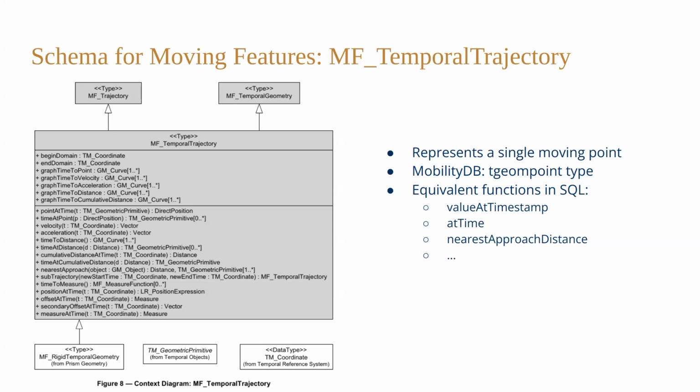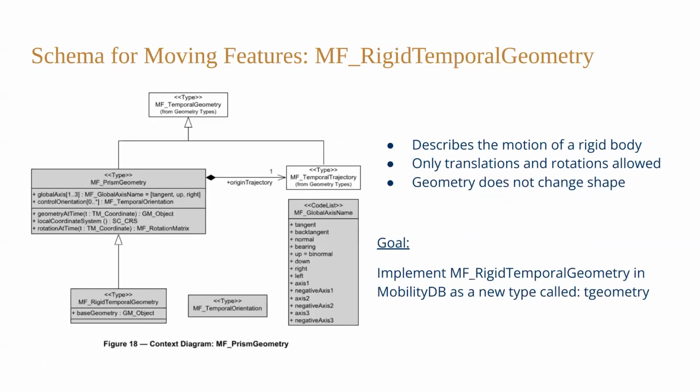In the standard, as you see, there is also a set of functions that the class has to be able to answer. All of these functions, or most of them, are implemented in MobilityDB as functions that can be called through SQL. For example, the value at timestamp is equivalent to the point at time function from the standard. The at time is a function that can restrict the temporal geometry point to a specific time span. This can be used to implement the sub-trajectory function of the standard, for example, and so on. Nearest approach distance is equivalent to nearest approach, and so on. So MobilityDB has this type, TGM point, which implements one of the classes from the moving feature standard. But this is not the only important class in the moving feature standard.